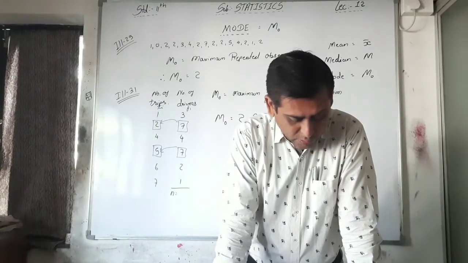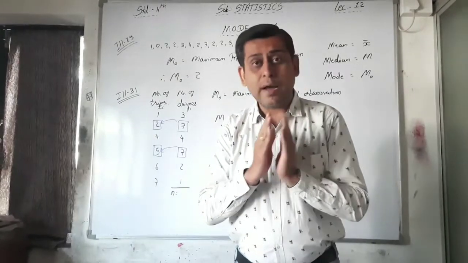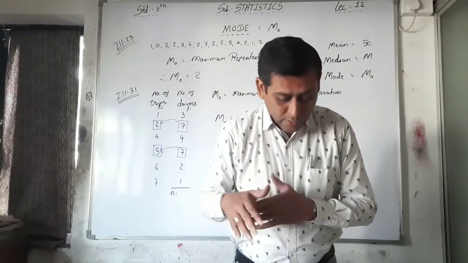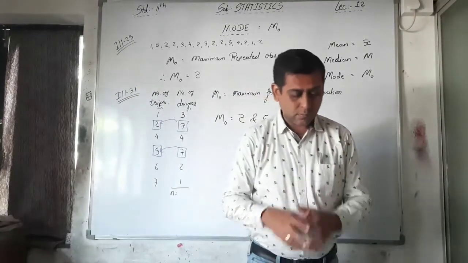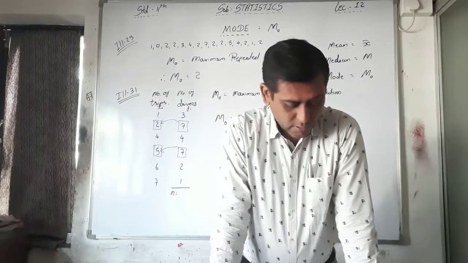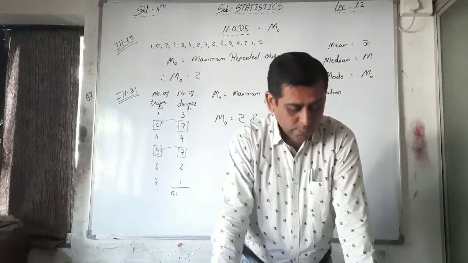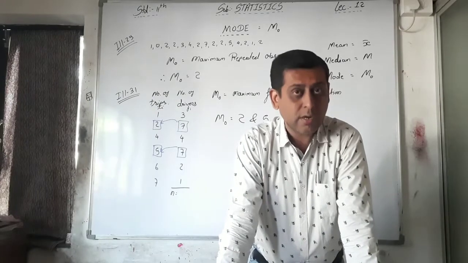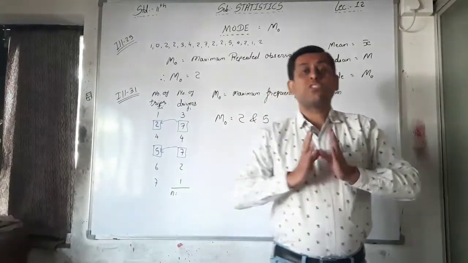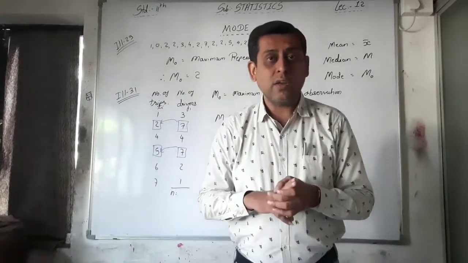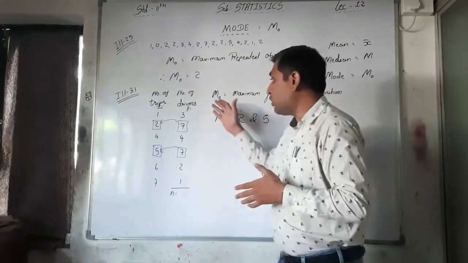Similarly, there can be a distribution with more than 2 modes. Whenever the distribution is given with more than 2 modes, then you can find out the mode with the empirical formula, not with this formula.